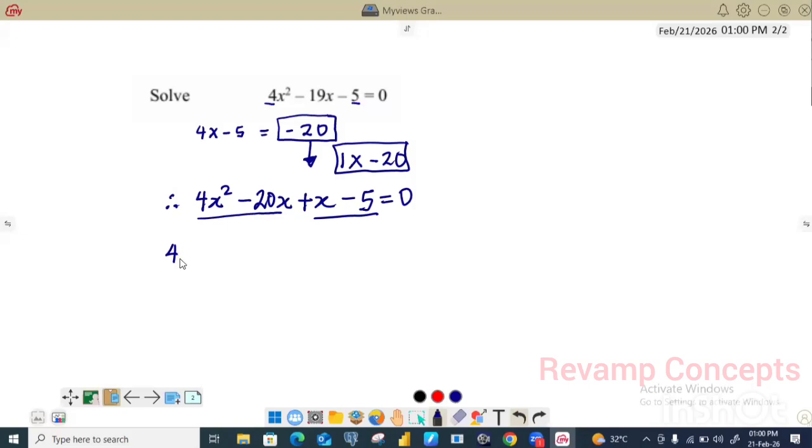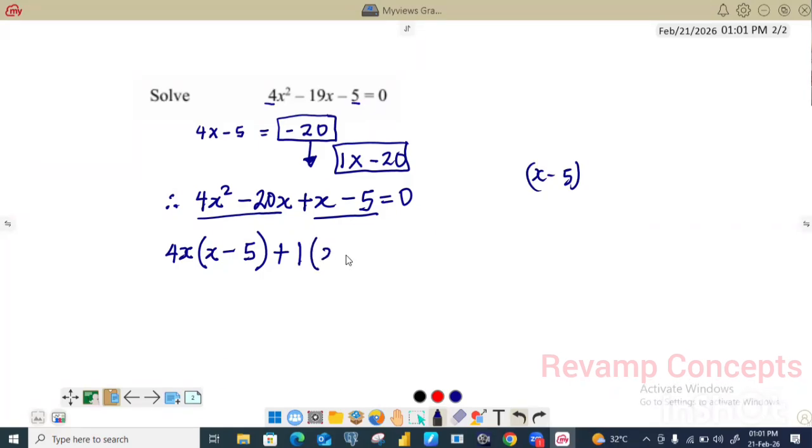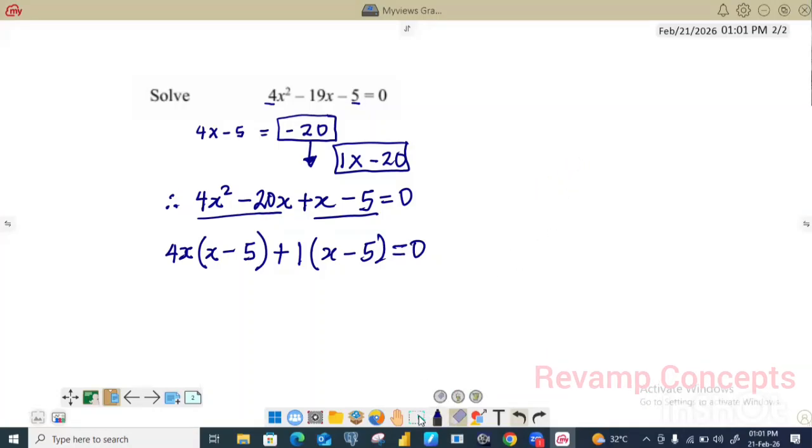Wait. It's going to be 4x because we have x on both. Okay, yeah. On the other part also, 4x will give us x minus 5, right? Now, what is common to the second part? x minus 5. What's the factor that can divide both sides? x minus 5. 1. That is plus 1, and we are going to have x minus 5. Don't forget to put your equal to 0 because we are dealing with an equation, not an expression.